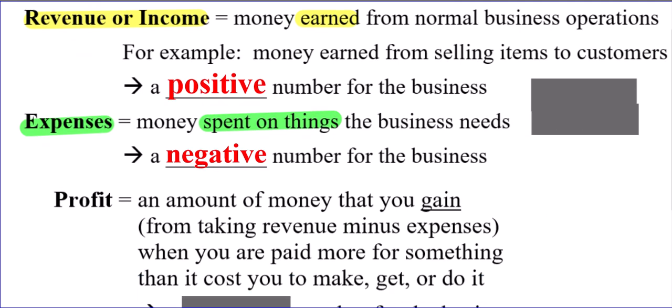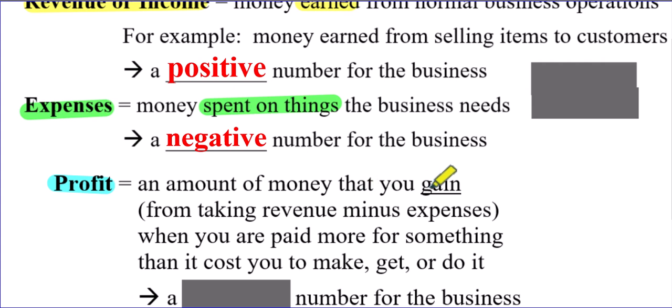And then a word that you should be very aware of in regards to business is the word profit. Profit is an amount of money that you gain when you are paid more for something than it cost you to make the thing or to get the thing or to do whatever we're talking about. Now, you will get profit when you take the revenue and subtract the expenses. And when you take the revenue and subtract the expenses, if it is a positive, then that is a gain, and that is what we call profit.